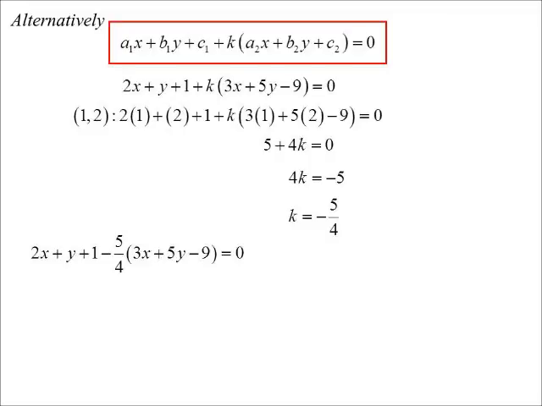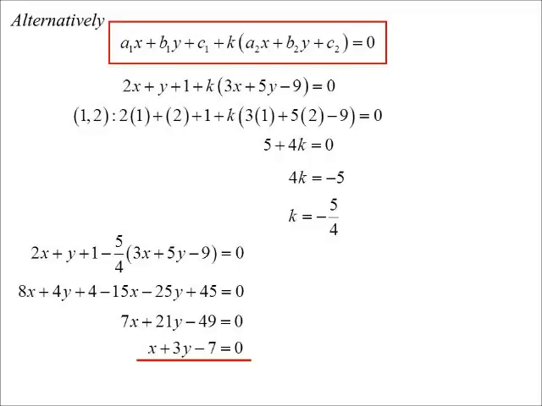So I'll multiply everything by 4 and expand out my parentheses, grouping the x's together, grouping the y's together. Hang on, that's not what we had, but that's because, if you notice, we've got a common factor here, 7. Divide everything by 7, and there it is. Same answer as we got before: x + 3y - 7 = 0.